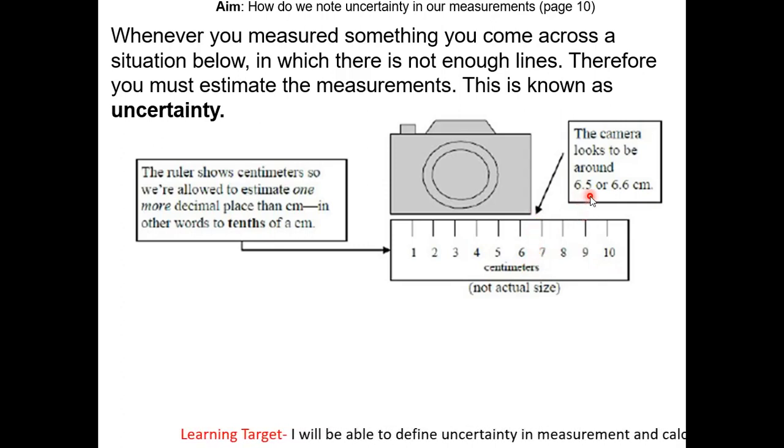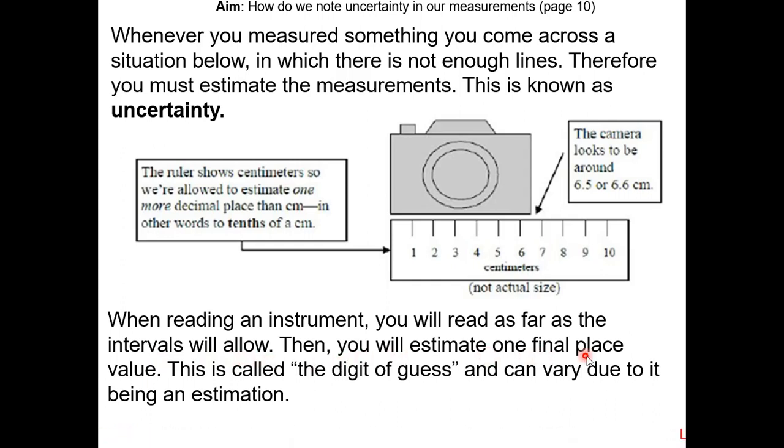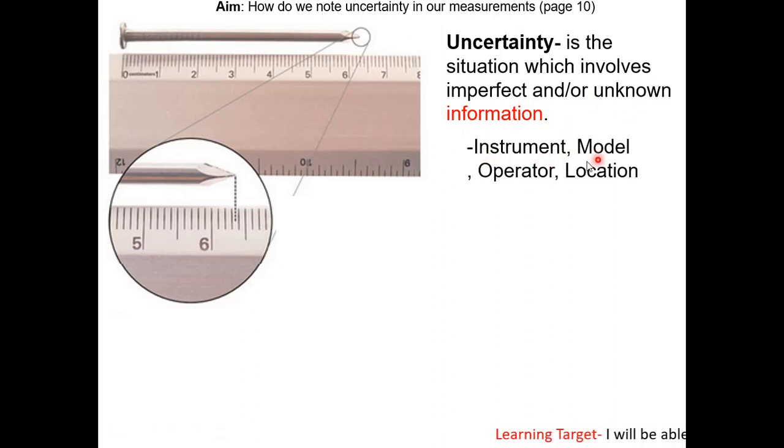It could be 6.5 or 6.6, right? When reading an instrument, you'll read as far as the intervals will allow. Then you will estimate one final place value. This is called the digit of guess and can vary due to it being an estimation. So uncertainty is the situation which involves imperfect or unknown information. So this could be influenced by the instrument, models, operator, or location.